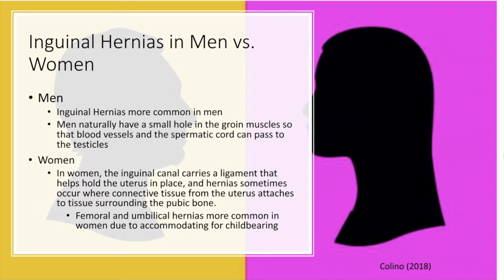In women, the inguinal canal carries a ligament that helps hold the uterus in place, and hernias sometimes occur where connective tissue from the uterus attaches to tissue surrounding the pubic bone. Femoral and umbilical hernias are more common in women due to accommodating for childbearing.